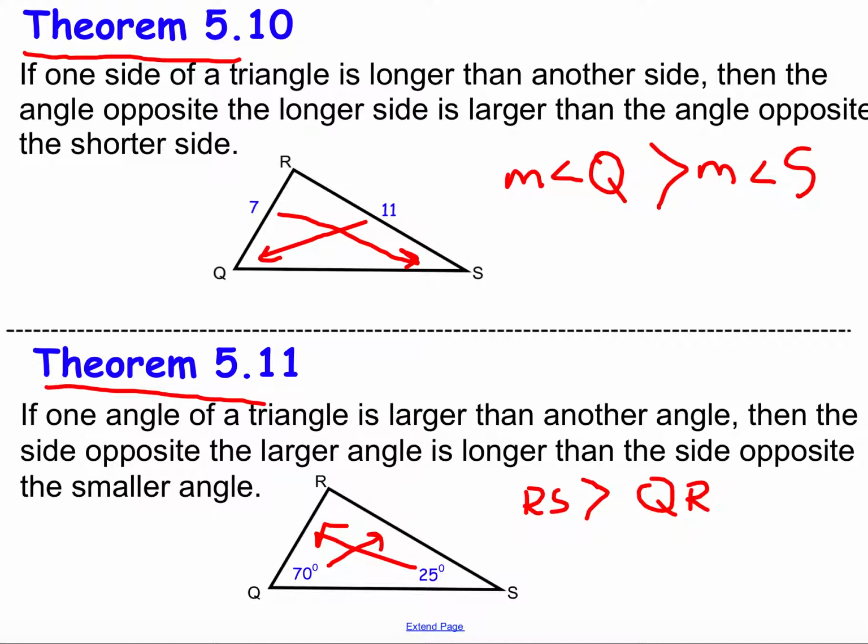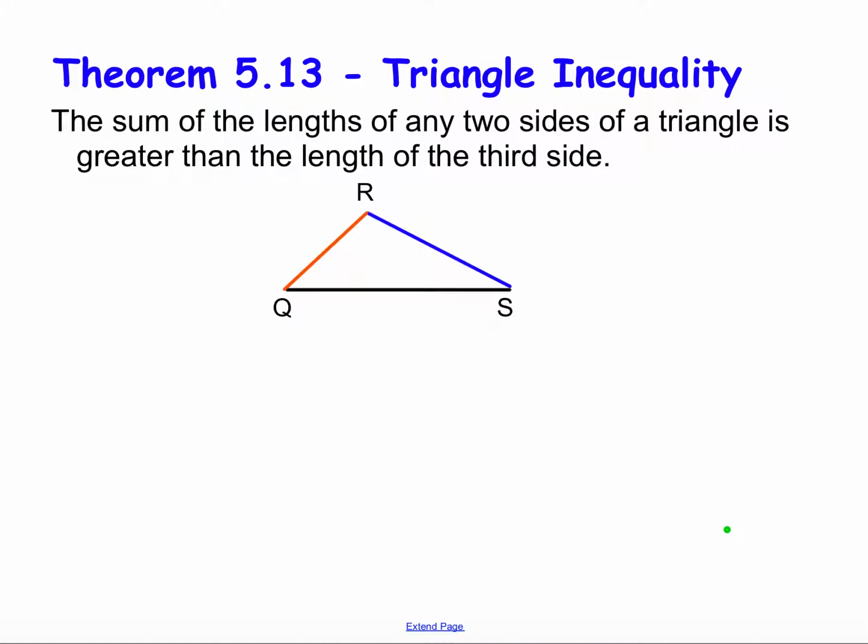One more quick thing on triangles is the triangle inequality. That's Theorem 5.13. Here's what the triangle inequality states. The triangle inequality states that the sum of the lengths of any two sides of a triangle is greater than the length of the third side. Probably takes a couple of read-throughs to really understand what that's saying. So I actually want you to pause the video for a second, read this through, and try to really understand what it's saying before moving on. Okay, so go ahead and do that.